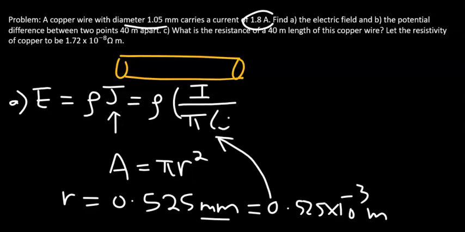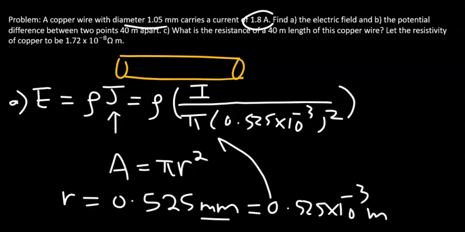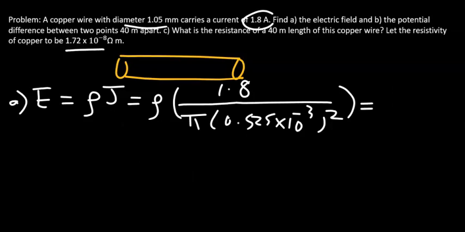We get 0.525 times 10 to the power minus 3 squared. I is 1.8 ampere, and resistivity is given by that number. In doing the calculation, you get 0.036 volt per meter for the electric field.